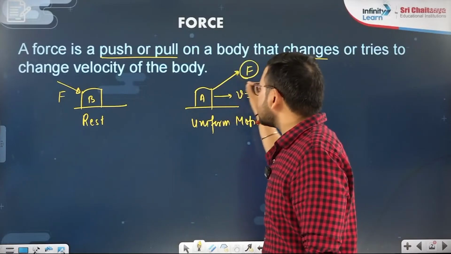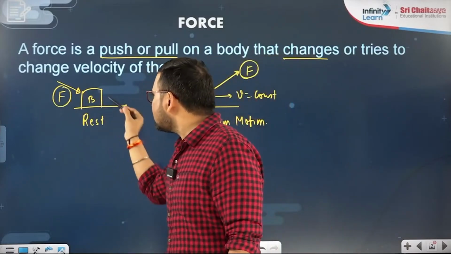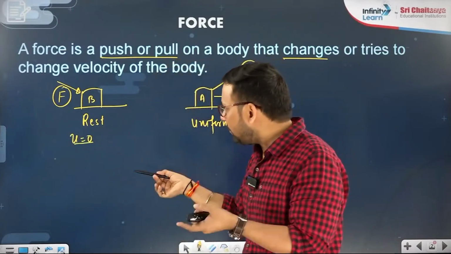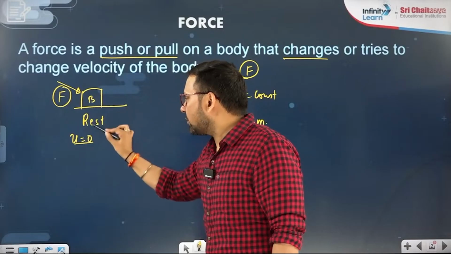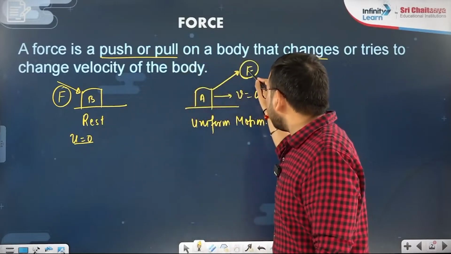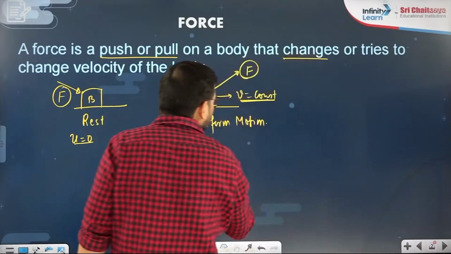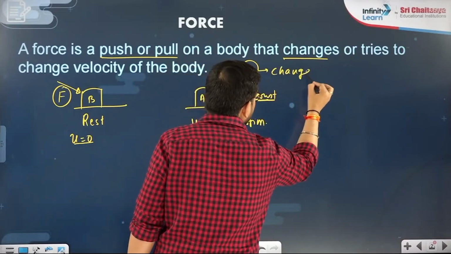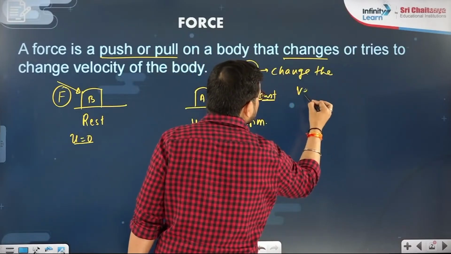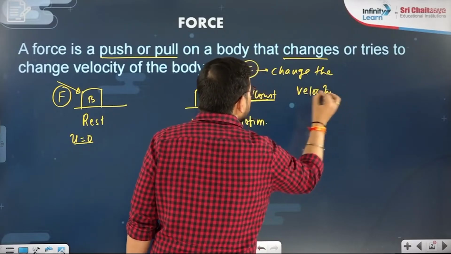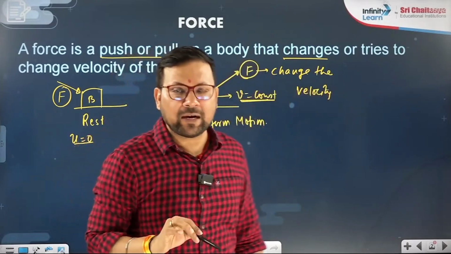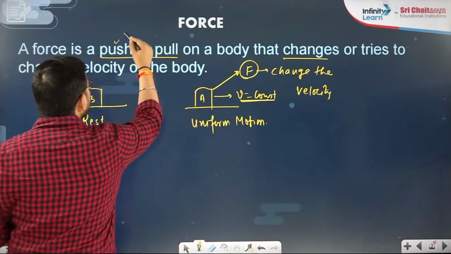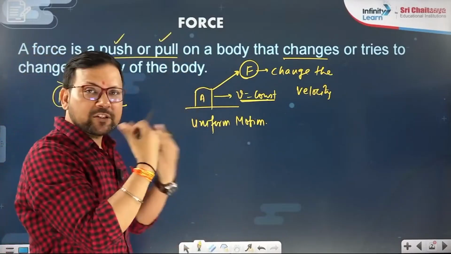These two forces will change the velocity. What is the velocity here? 0. That will not be 0. Now, after application of force, the velocity will change. After application of force, this velocity will not be constant. This force will change the velocity. That is the very basic definition I am taking. There are many things to add to this, but a very basic definition: force is a push or pull that will change the velocity.